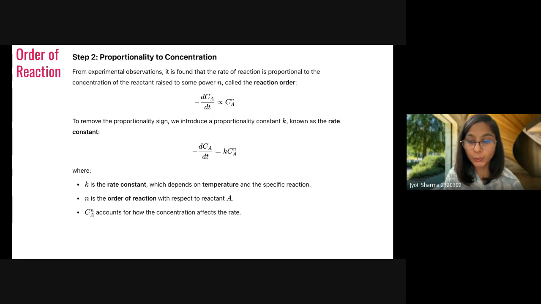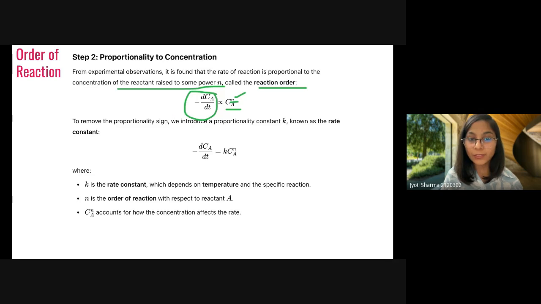What we got to know by experiment is that this rate of reaction, this dCA upon dt, is proportional to the concentration of reactant raised to some power, that is n, and this is called the reaction order. So here this n is nothing but the reaction order. By experiment we got to know that the change in the concentration of reactant per time has some relation with the reactant concentration raised to power n.